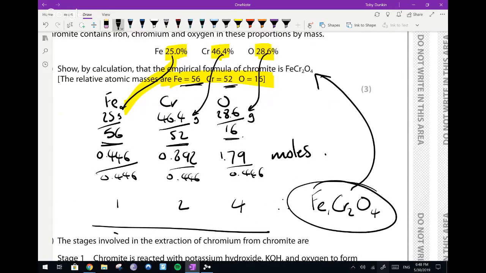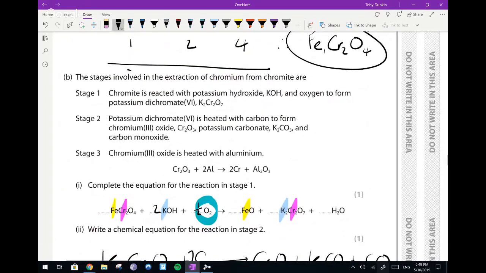That's always nice. Next. Okay, the stages involved in the extraction of chromium from chromite. Chromium is reacted with potassium hydroxide and oxygen to form potassium dichromate.